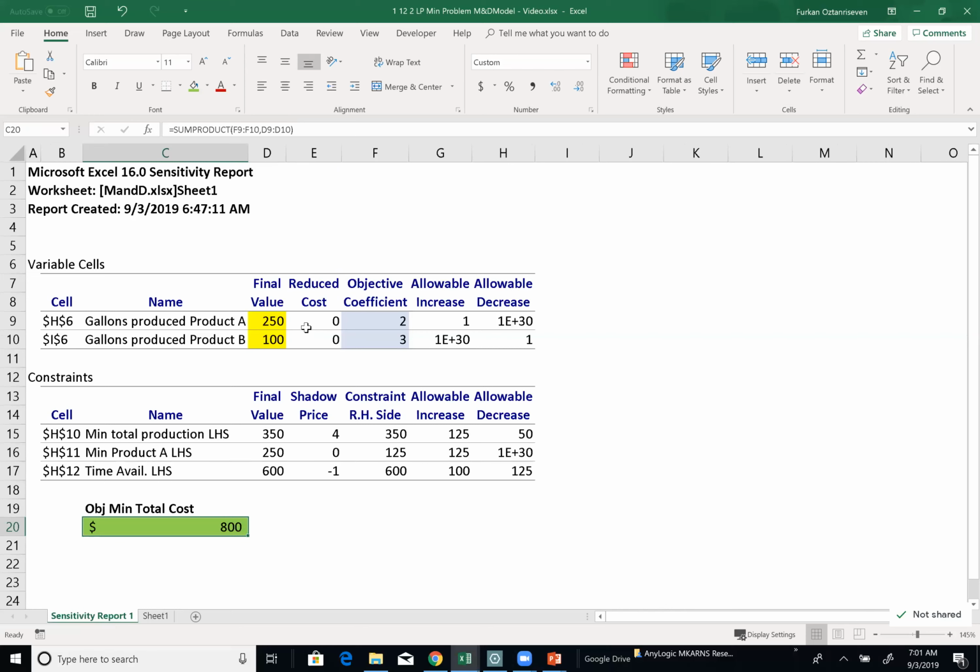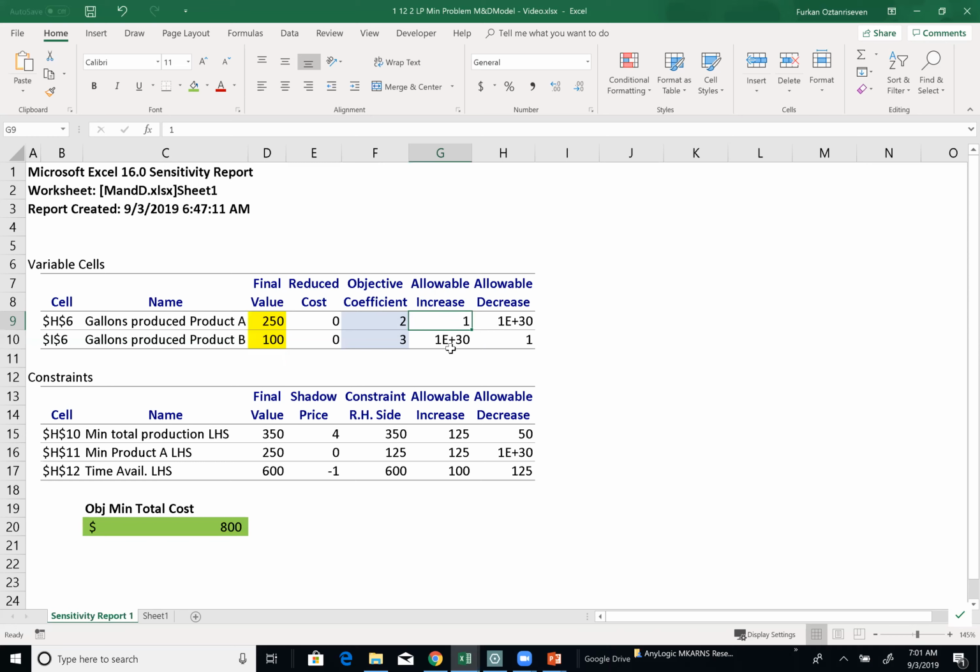All right, so what is reduced cost? So in this case, reduced costs are 0. What it means is that I could increase this objective coefficient, for example, for A up to $1 or decrease it by infinite. So still, I would not change anything in my production. So I would still produce 250 products of A, 100 gallons of B.